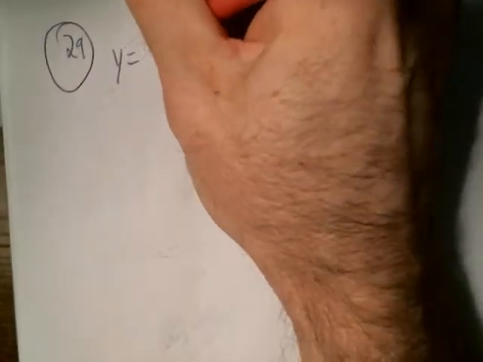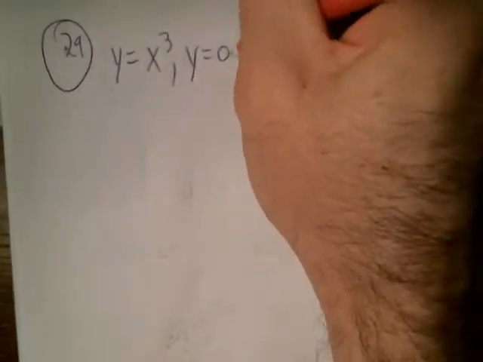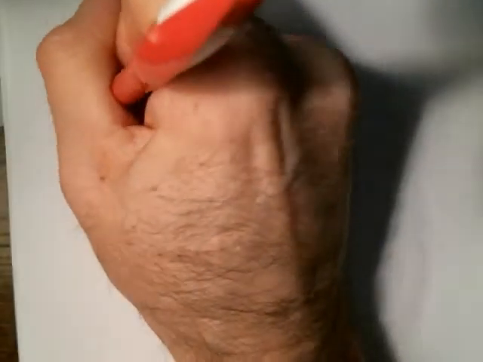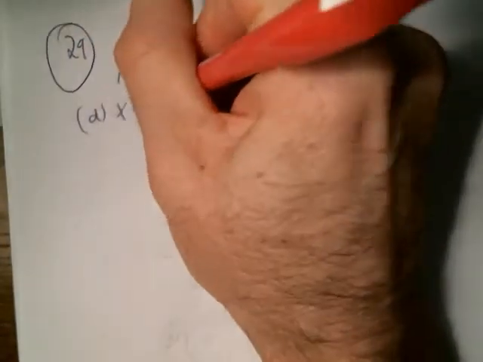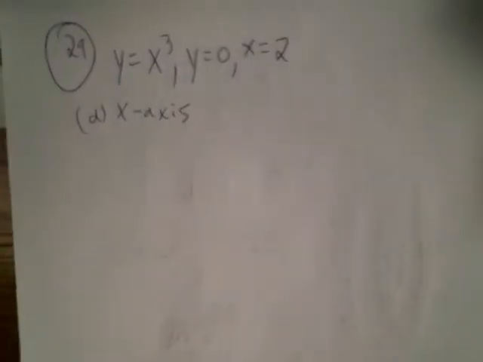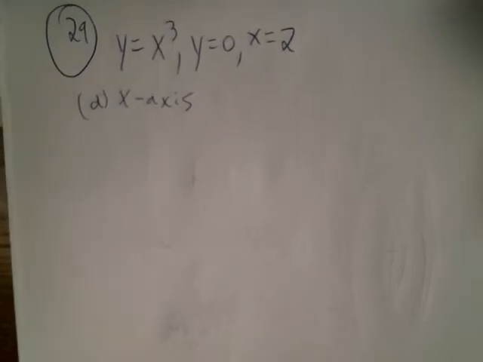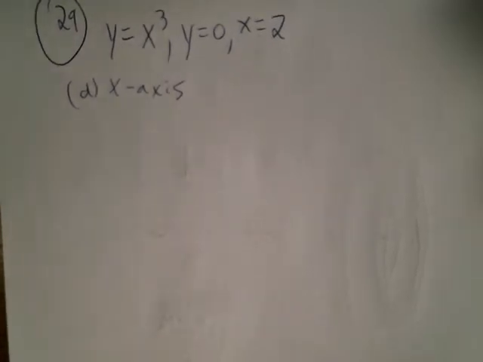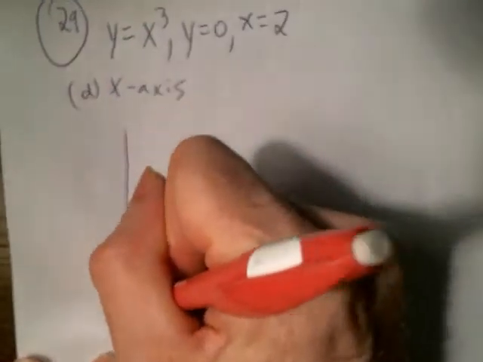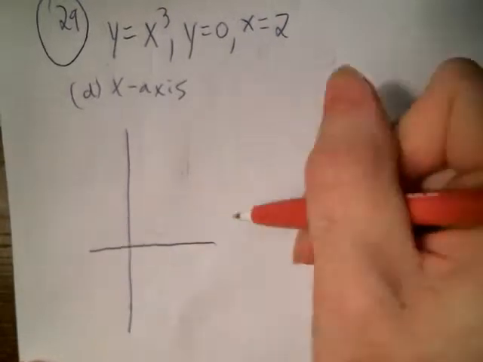This is problem 29 here. And we have y equals x cubed, y equals 0, and x equals 2. And we want to rotate this region about the x-axis. Okay, so in general, when you're doing these, you want to identify the radius function and then the height function, the p of y and then the h of y, in order to get this thing to pan out, so to speak. Anyways, let's go ahead and graph the region.